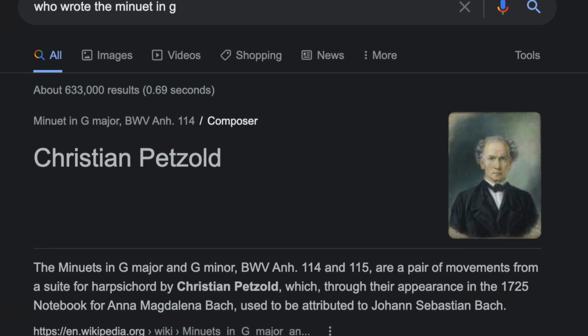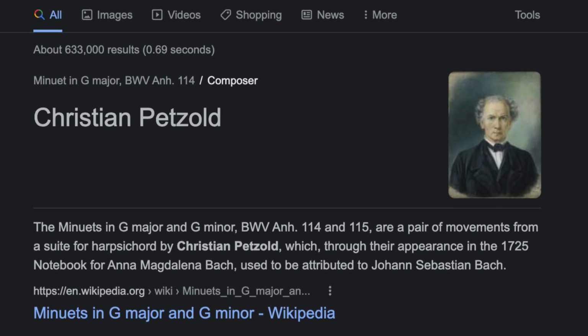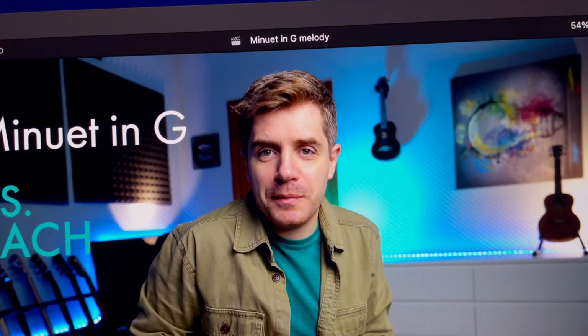Well, let's just stop here for a moment. Did you guys know that Bach didn't write his Minuet? It was actually written by a German composer called Christian Petzold. Which is kind of funny because this is one of the most popular and beautiful classical pieces of all time, and it was attributed to Bach for years. So let me just rectify this. It is the Minuet in G by Christian Petzold. Now let's just keep going with the tutorial.